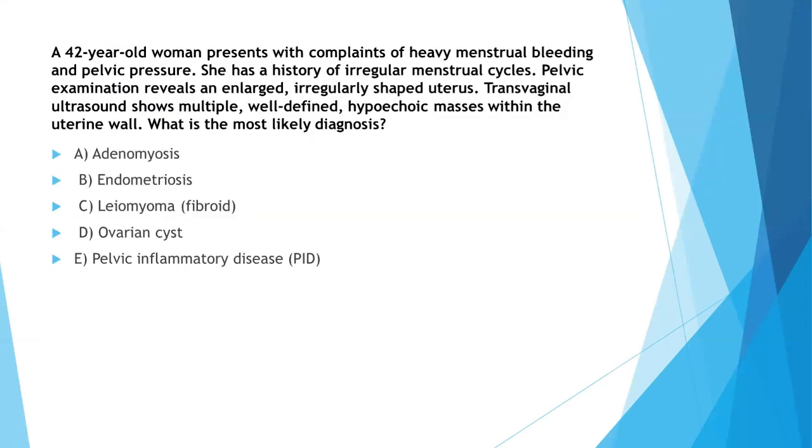A 42-year-old woman presents with complaints of heavy menstrual bleeding and pelvic pressure. She has a history of irregular menstrual cycles. Pelvic examination reveals an enlarged, irregularly shaped uterus. Transvaginal ultrasound shows multiple well-defined hypoechoic masses within the uterine wall. What is the most likely diagnosis? Differentiate this from adenomyosis versus endometriosis versus fibroid.